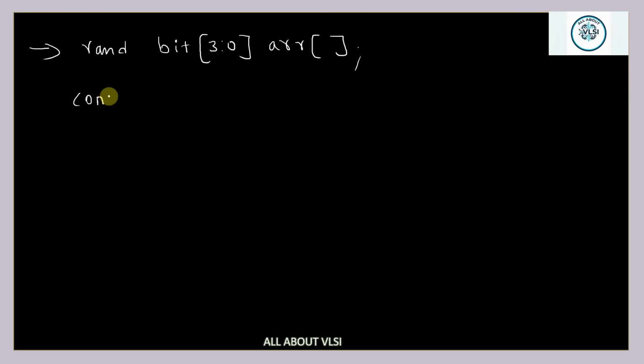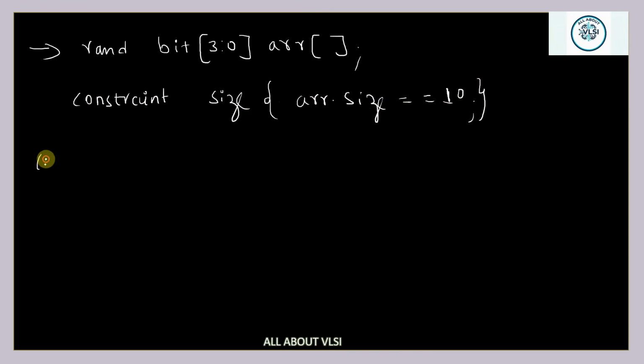So how to write it down? Let's say I'm going to declare a simple array, rand bit [3:0]. Just randomly I'm taking an array, a dynamic array. And over here I'm going to declare the array size constraint. Let's say array.size is equal to, let's say, 10. Now here I'm going to write down a constraint. The constraint name is range.